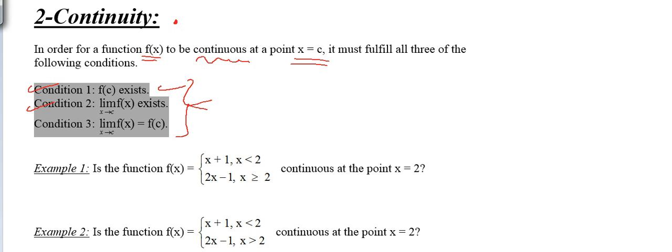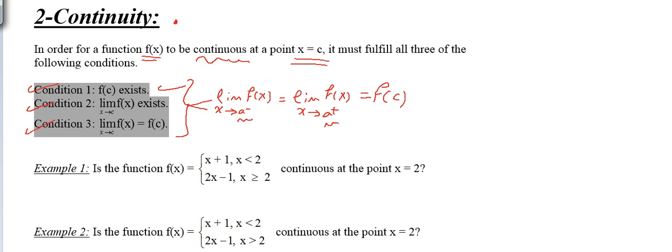What does that mean? This means we should have the limit of f of x as x approaches c from the left, at c minus, equal to the limit of f of x as x approaches c from the right, at c plus. And at the same time, condition 3 should be satisfied: the limit of f of x as x approaches c, from the right and from the left, should both equal f of c.